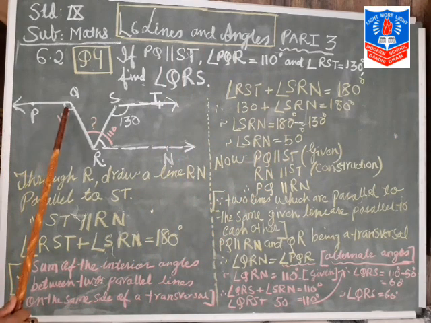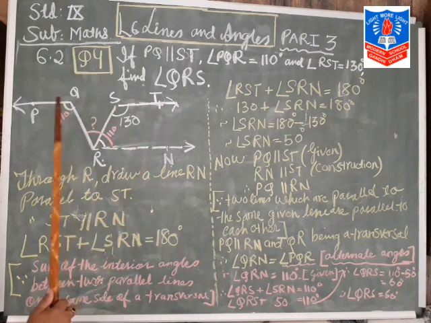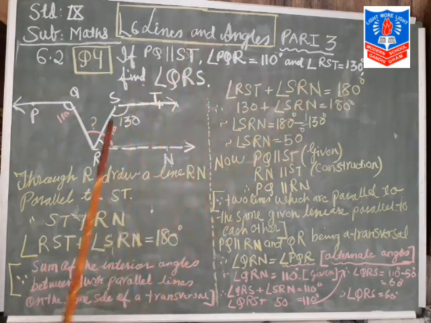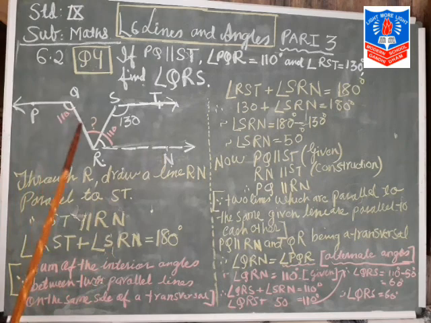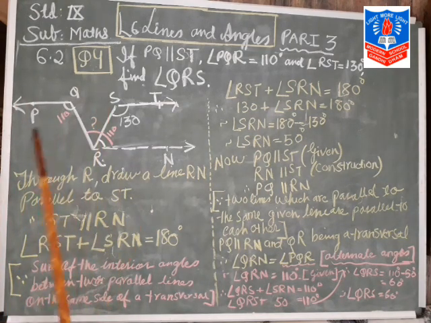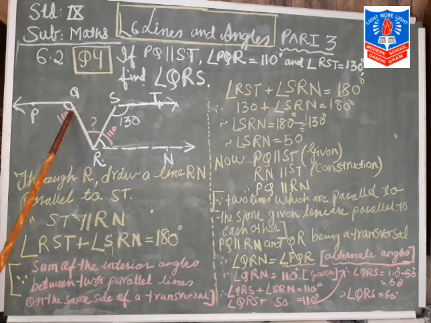Now PQ is parallel to ST, given. RN is parallel to ST, which we constructed. So we can write PQ is parallel to RN, because two lines which are parallel to the same given line are parallel to each other. Clear? Now QR is a transversal.